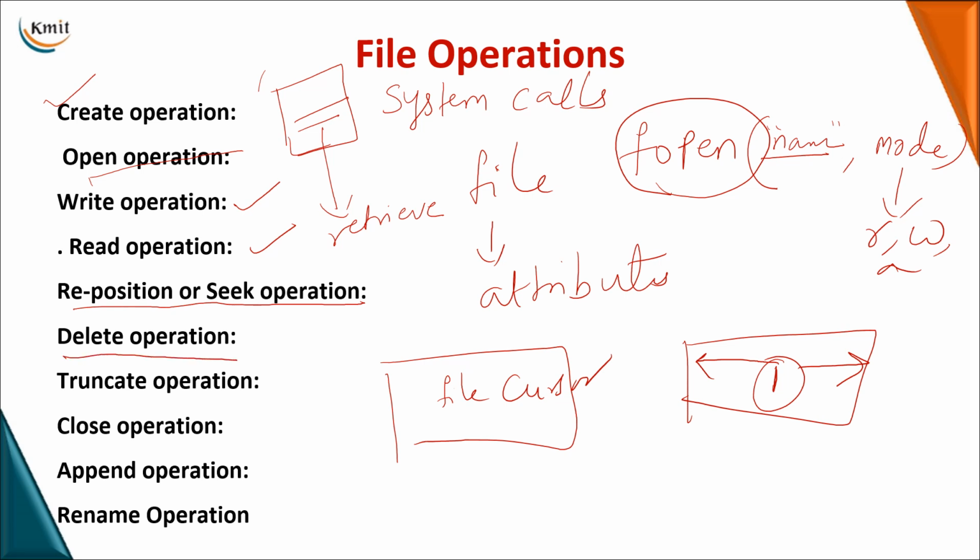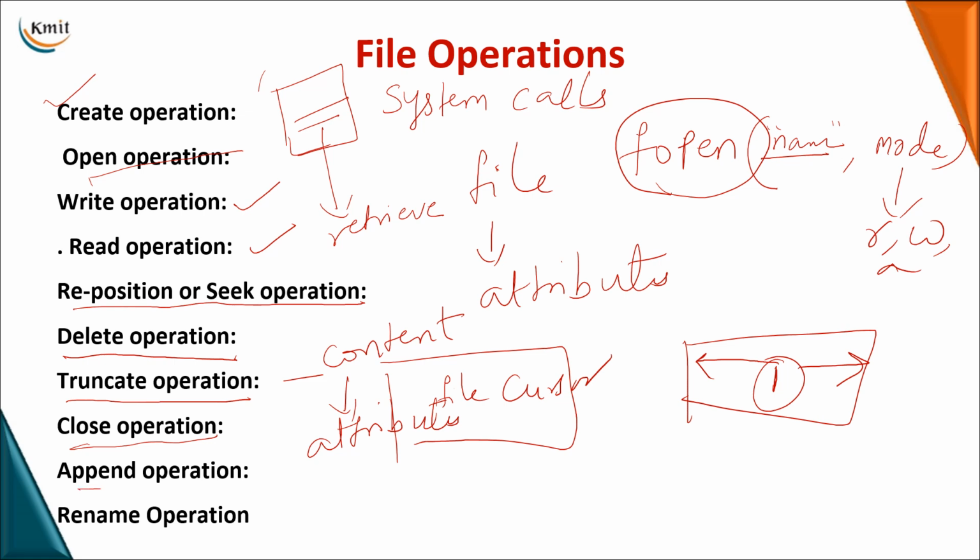You can even perform a delete operation, where after your work is done, you can just go for deleting the file. Truncate operation will just delete the content of the file, but the attributes associated with that particular file, the type, name, and all those things will remain as they are, so that it can be used for adding new data. You can even close a file: once you have opened a file and performed your operation, you can go for closing the file.